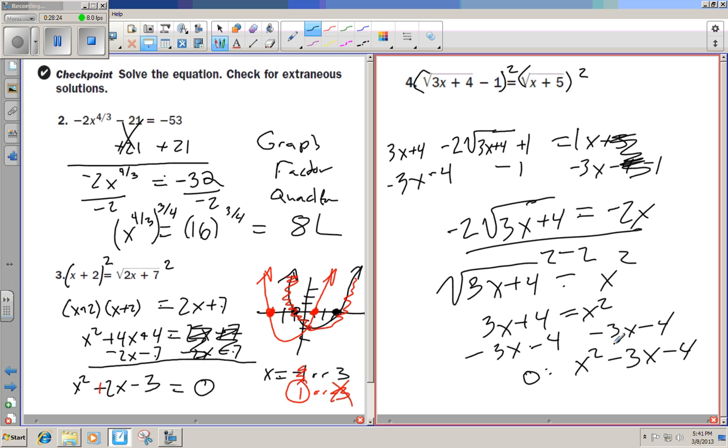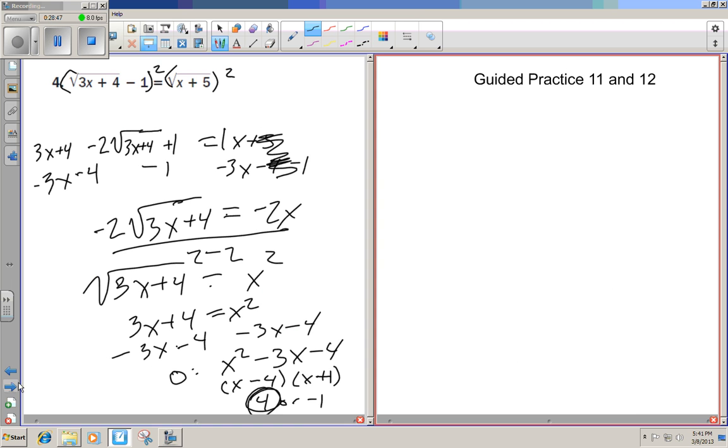Factoring, graphing, quadratic formula, synthetic division, however you do it, you're going to get solutions of 4 or -1. All right, and what you'll find out is that this one is the true solution. All right, I think we're almost done.